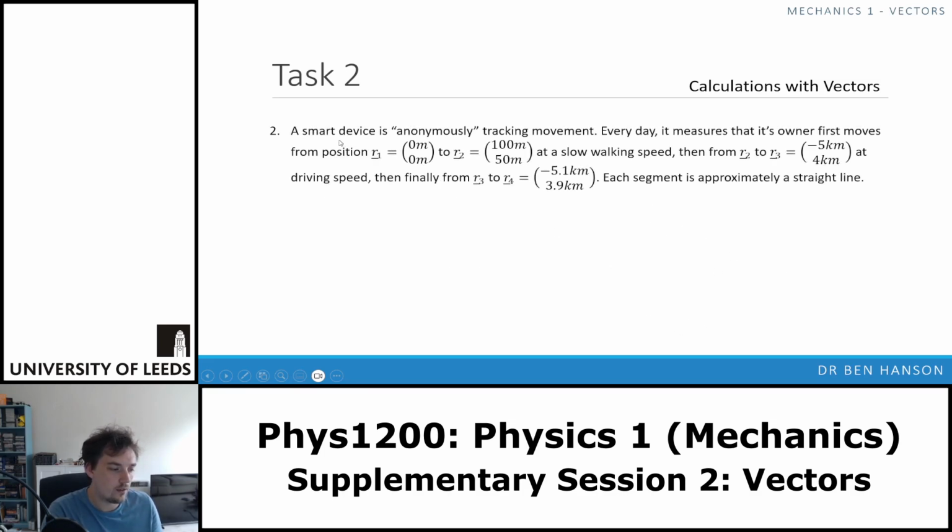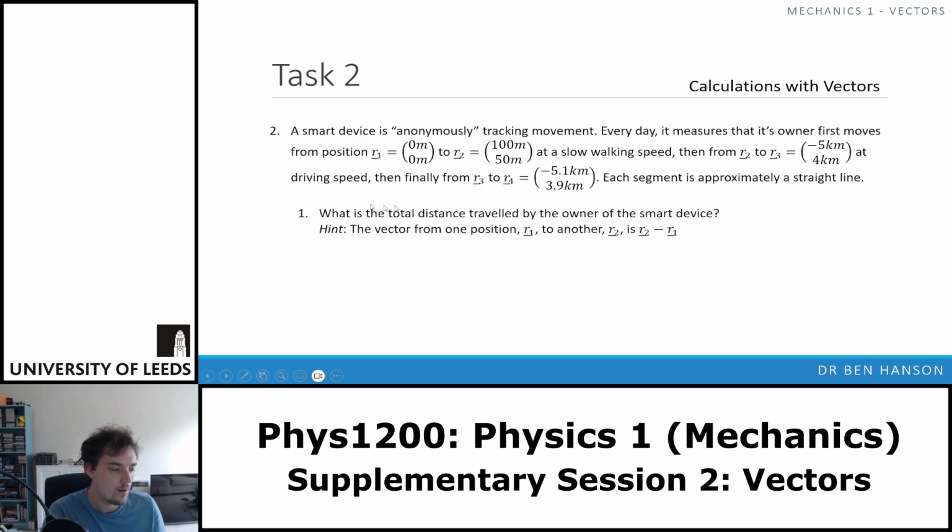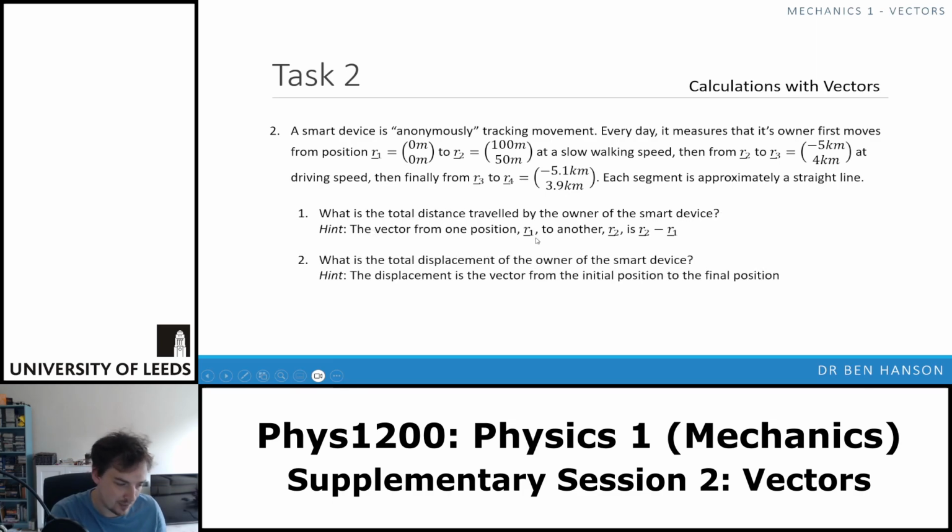And then we've got another question. So a smart device is anonymously tracking movement. Every day it measures that its owner first moves from position R1 to R2 at a slow walking speed, R2 to R3 at a driving speed, and then finally from R3 to R4. Each segment is approximately a straight line. What is the total distance travelled by the owner of the smart device? What is the total displacement of the owner of the smart device?